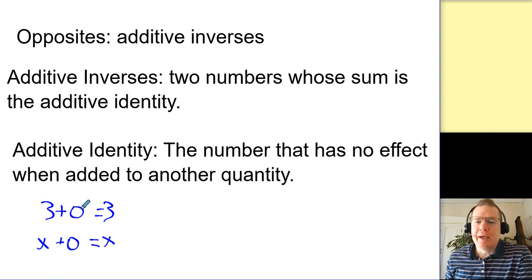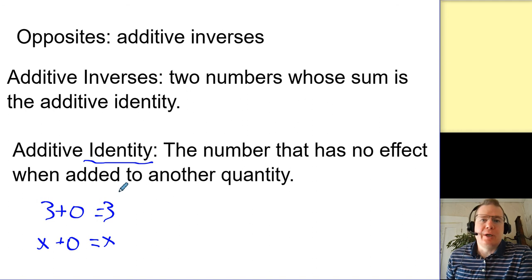That's called the identity. Now, we use these fancy words because they are more ubiquitous than just 0, right? Each operation has its own identity. Identity is something we think about as you go beyond addition, subtraction, multiplication, and division. As we get into more complicated operations and algebras, we need to know about identities. Identities are the things that have no effect. So the number that has no effect when added to another quantity, that's going to be our additive identity.